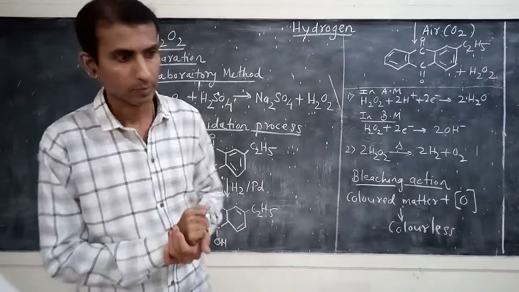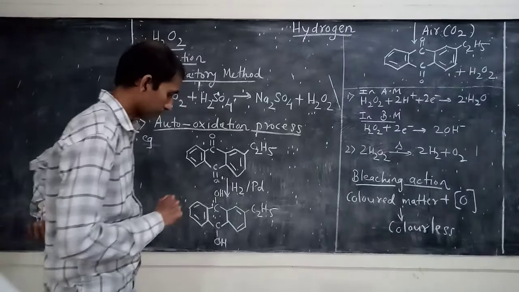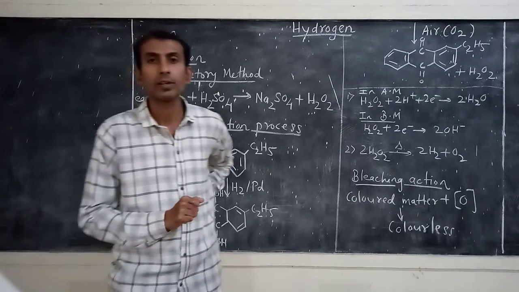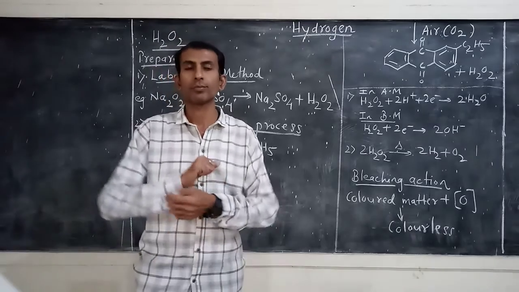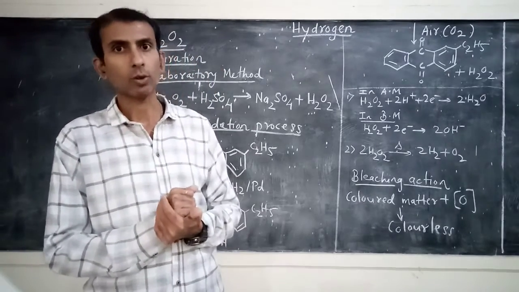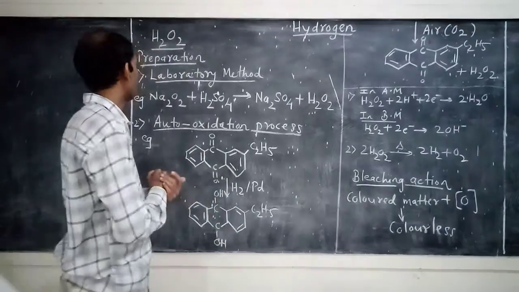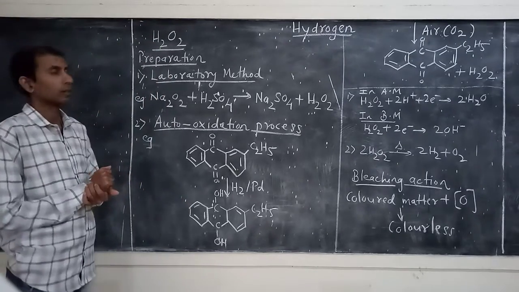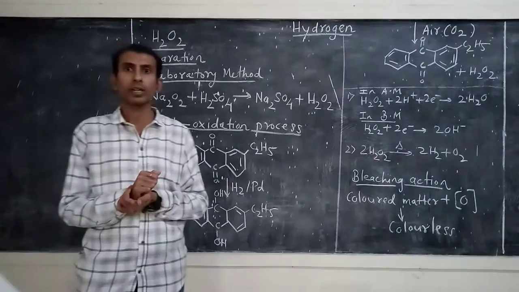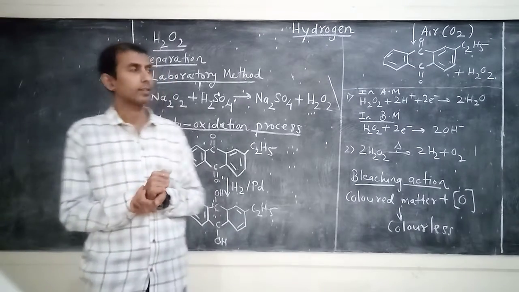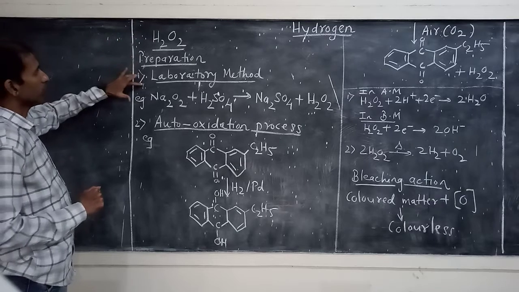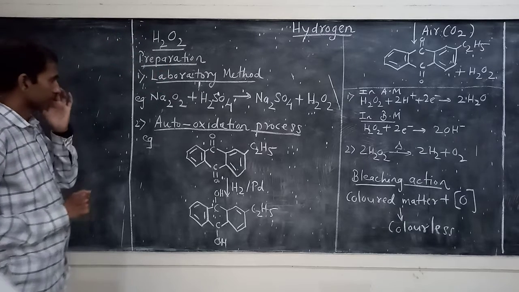So we have hydrogen peroxide molecule, which is a compound formed by the combination of hydrogen and oxygen. So let us study two important methods for the preparation of H2O2, that is hydrogen peroxide. So preparation of H2O2, first method, laboratory method.